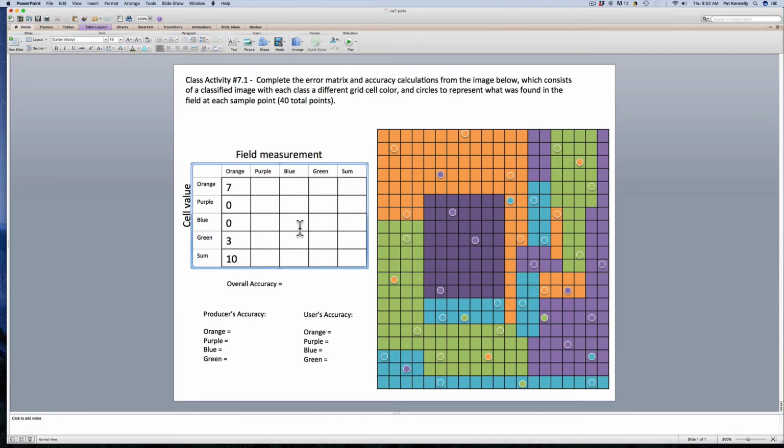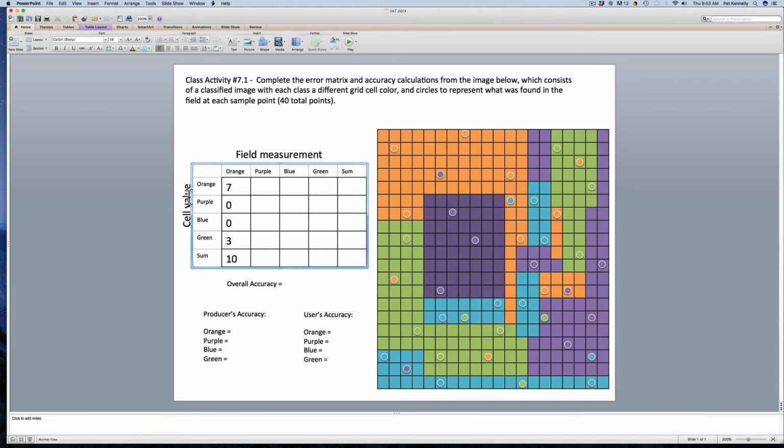And that means that overall, throughout this map, I have 10 orange circles. 7 of those were correct. And all the ones that were incorrect were the places where we thought from the image interpretation the class should be green, but they actually turned out to be orange. The other way that we could do it is we could go across this way.